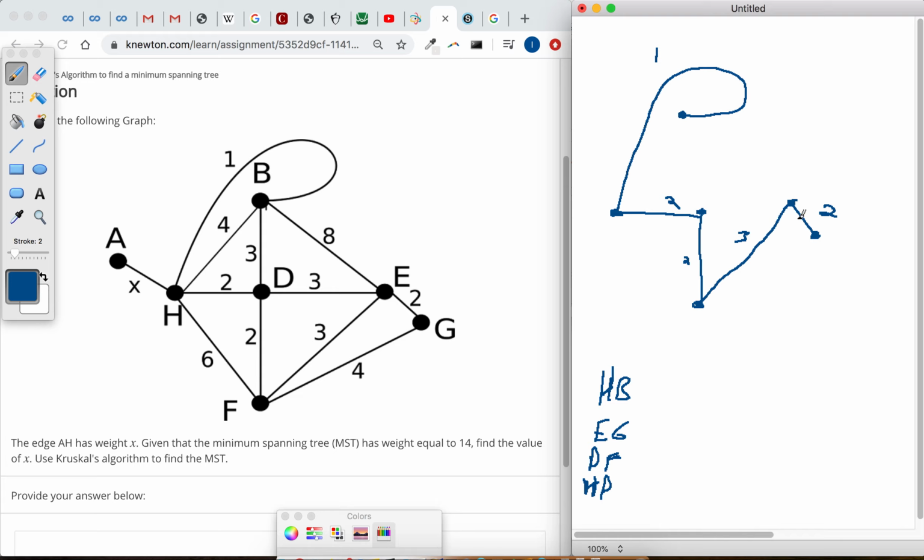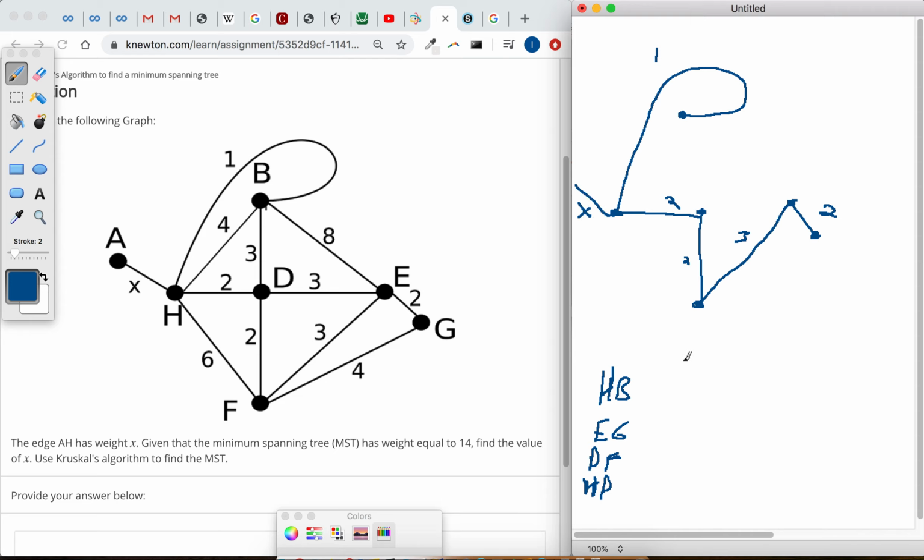And now these two parts are connected to the rest of the graph. There's an edge that lets us get from one to the other. And so it looks like now we have G, E, F, D, H, and B all connected, it's possible to get from one to the other in our graph. So we're almost done our minimum spanning tree. Now we just need to figure out what this X is.